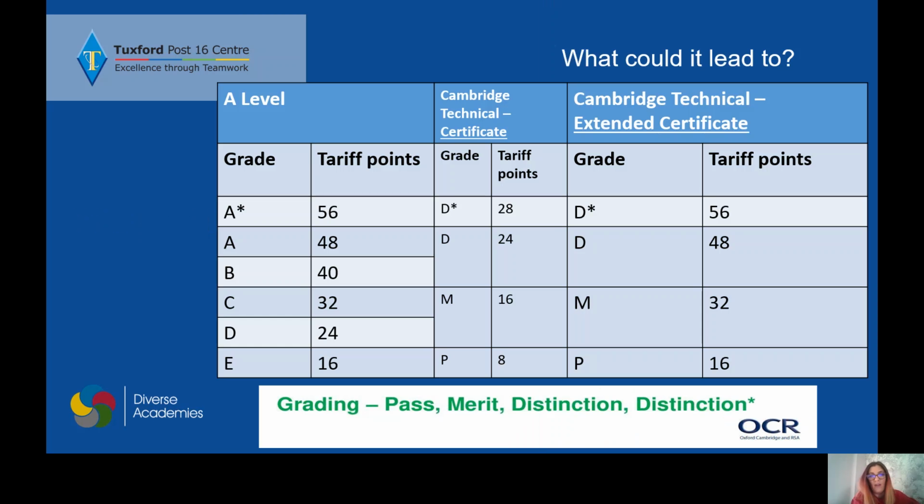So in terms of assessments, it is assessed in pass, merit, distinction, star, and you can see from the table there that a distinction is the equivalent of an A or B at A level, and a distinction star is the equivalent of an A star, and they carry the same weighting in terms of UCAS points. So that's good to know.